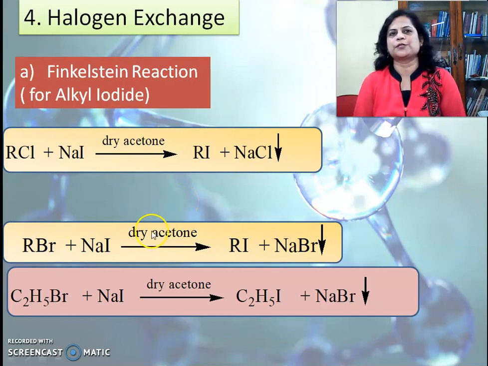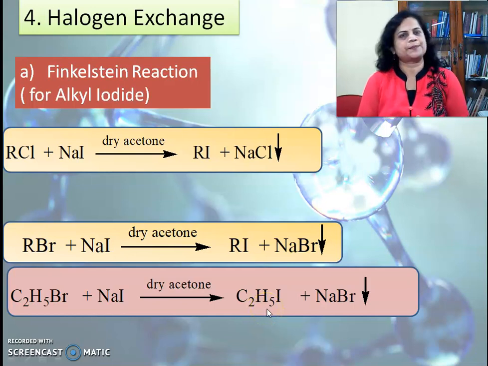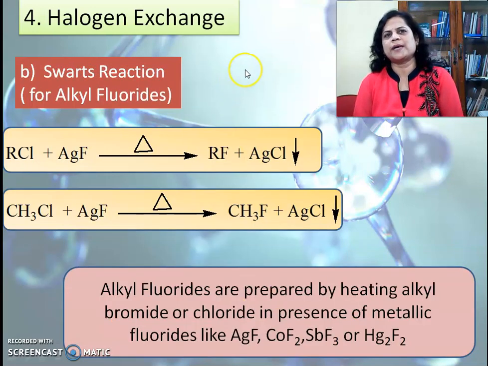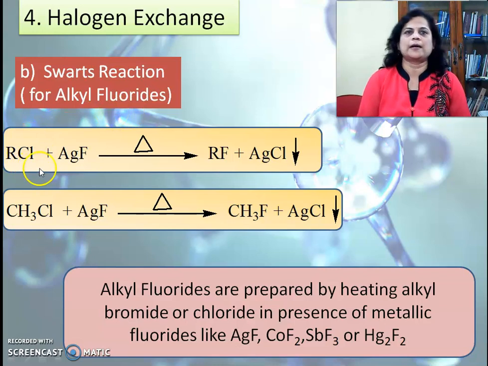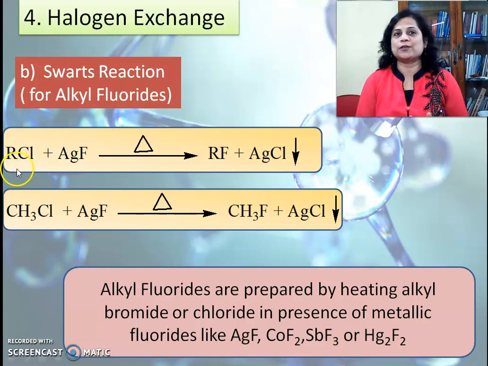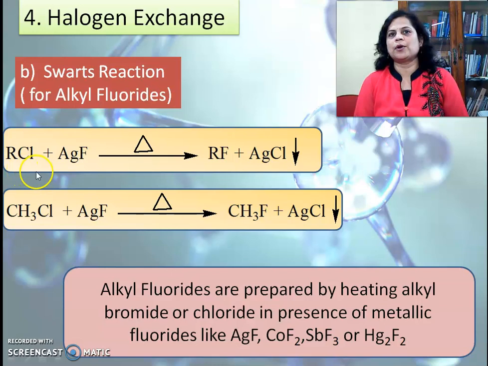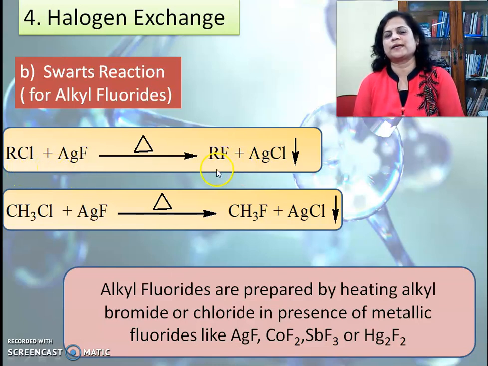See the example, C2H5Br with sodium iodide. In presence of dry acetone, there is formation of ethyl iodide and NaBr in the form of precipitate. And one more reaction by halogen exchange is the Swarts reaction. Swarts reaction is used only for the preparation of alkyl fluorides. Now see this halogen exchange method, what are we using? Halides, that means we are using chlorides or bromides. But what is the product? The product is only fluoride for the Swarts reaction and iodide for the Finkelstein reaction.